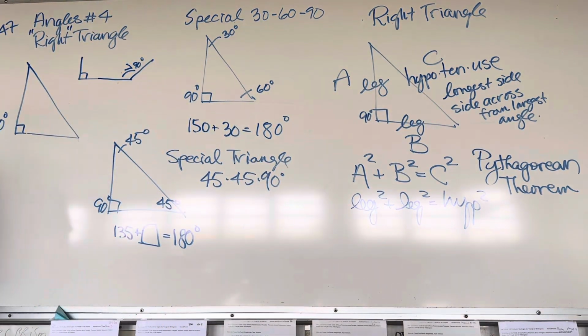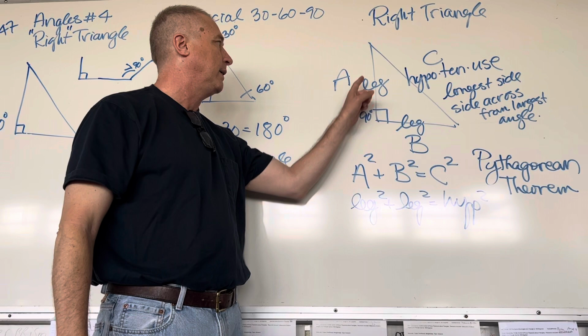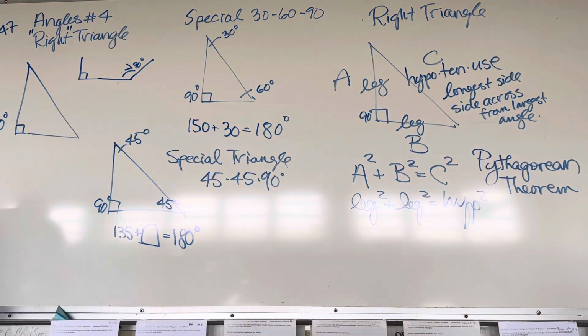All right? The hypotenuse is the longest side and the side across from the largest angle. The legs of a right triangle are the two sides touching the right angle. Notice one leg touches the right angle and the other leg touches the right angle. That's how you know which is which.